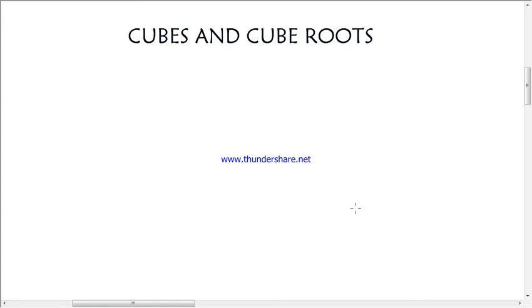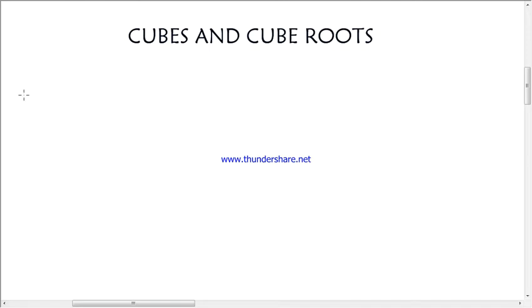Okay, let's start now. According to the definition given by the book, if a number is multiplied by itself twice, the result is a cubed number or a cube. Now let's understand with the help of an example.